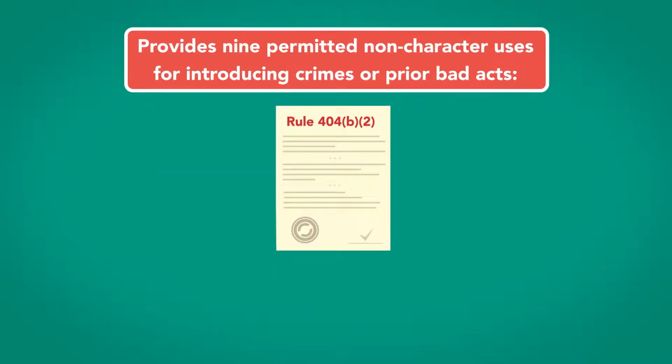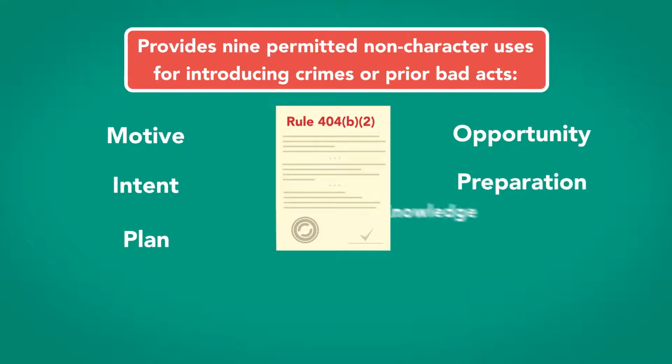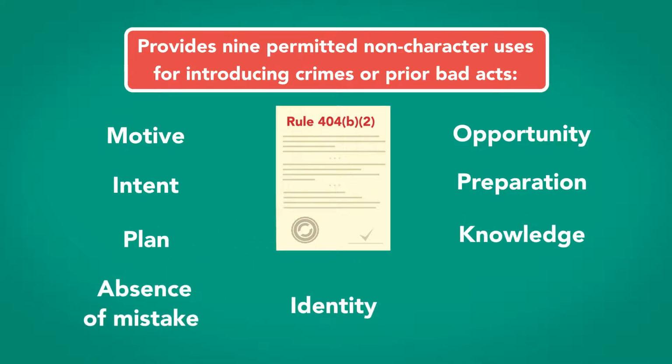The rule provides 9 permitted non-character uses for introducing crimes or prior bad acts: motive, opportunity, intent, preparation, plan, knowledge, identity, absence of mistake, and lack of accident.